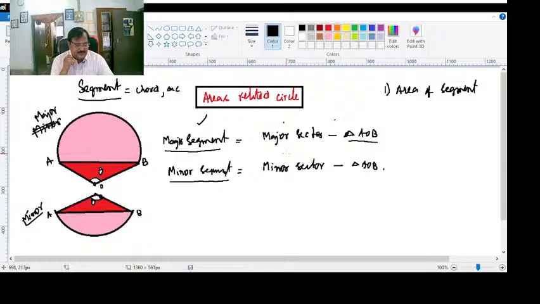Okay. So, then definitely one statistics problem will come. One theorem will come.